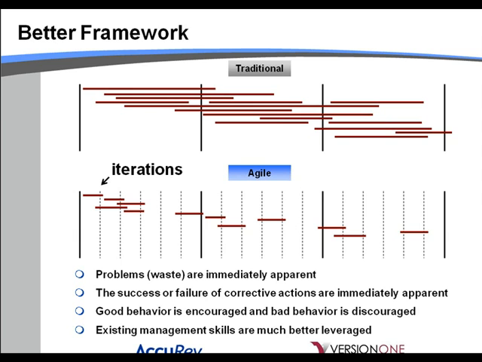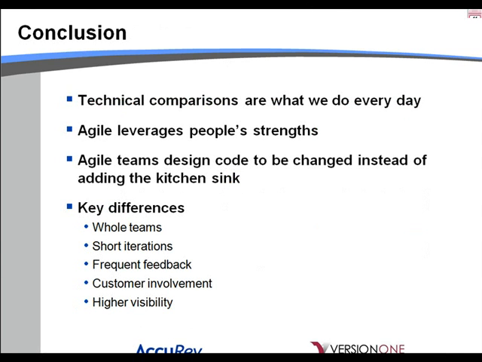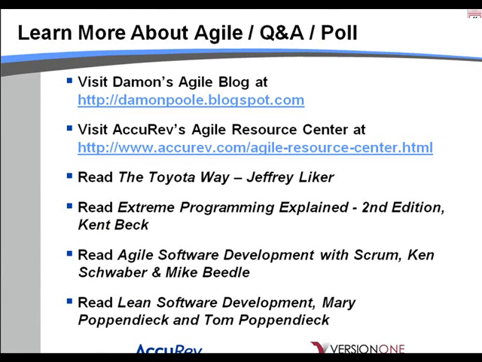So in conclusion, this sort of technical comparison is what we do every day, so it's a good way to look at Agile versus traditional. Agile leverages people's strengths, and the code in an Agile project is designed to be changed rather than trying to avoid change. And the key differences in the algorithm, if you will, between traditional and Agile are whole teams, short iterations, frequent feedback, customer involvement, and higher visibility. So with that, I would like to leave you with some things to learn more about Agile.